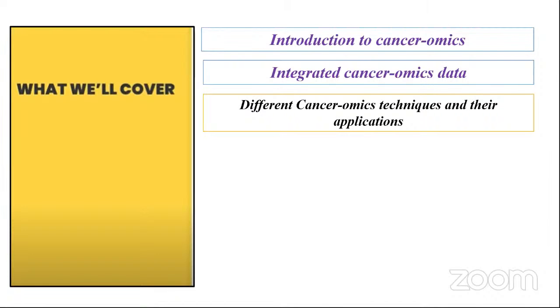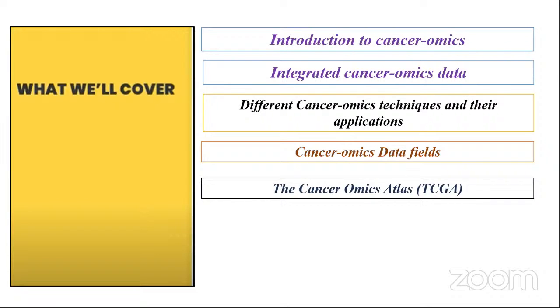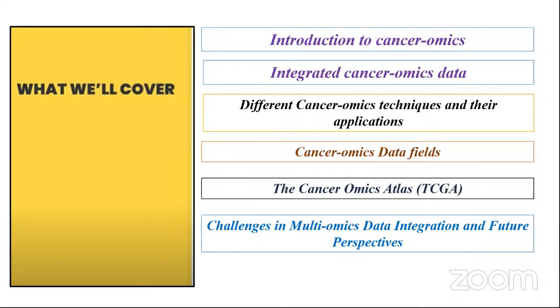So that particular thing I'm going to explore, and what are the applications by studying those techniques. Then, what are the data fields with respect to cancer omics data. After knowing the different techniques and the data fields, we are going to explore what TCGA is, that is, cancer omics at a glance, what the challenges in multi-omics or cancer omics data integration are, and what the future perspectives with respect to omics data are.